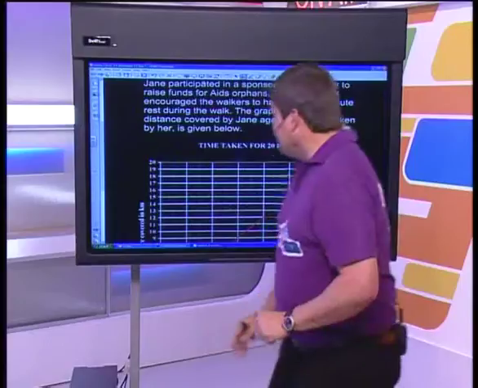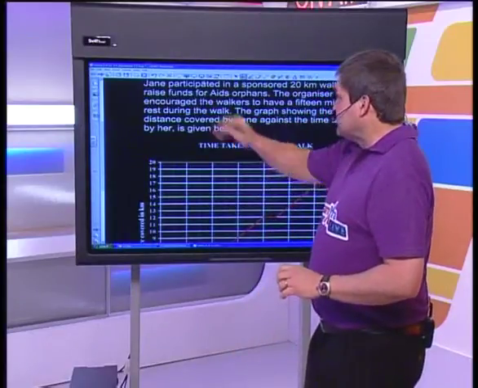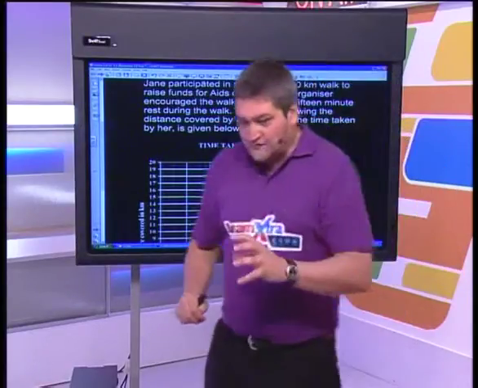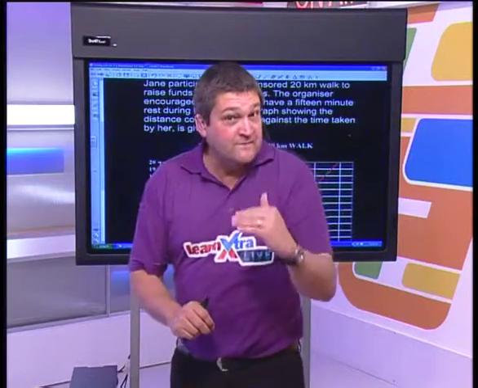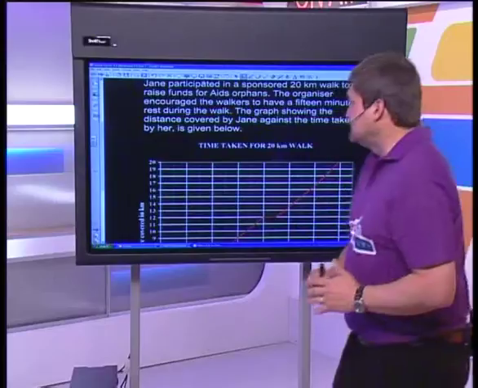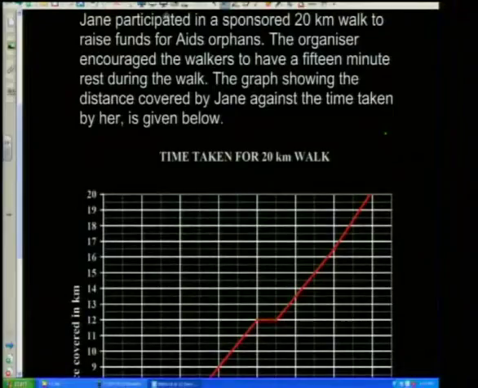Right, now if we look at this, what we've got is a question on graph work. We're going to start on a very basic question and then make it more complicated. So let's go for it. Jane participated in a sponsored 20-kilometer walk to raise funds for AIDS orphans. The organizer encouraged the walkers to have a 15-minute rest during the walk. The graph showing the distance covered by Jane against the time taken by her is given below.